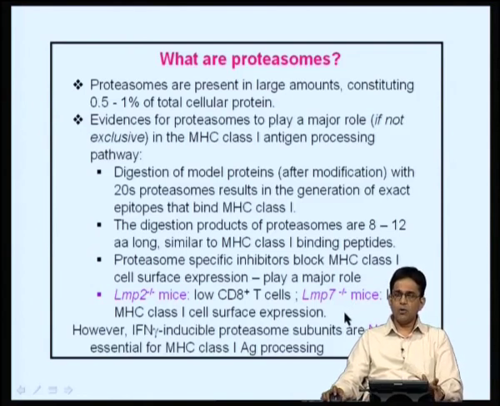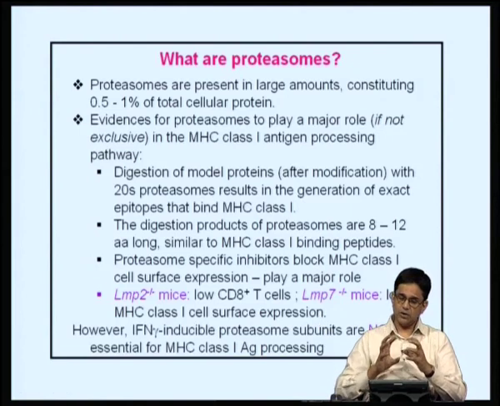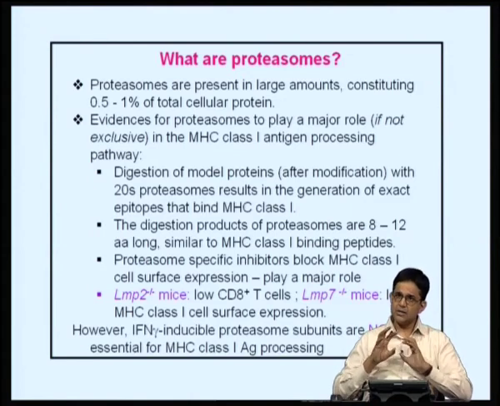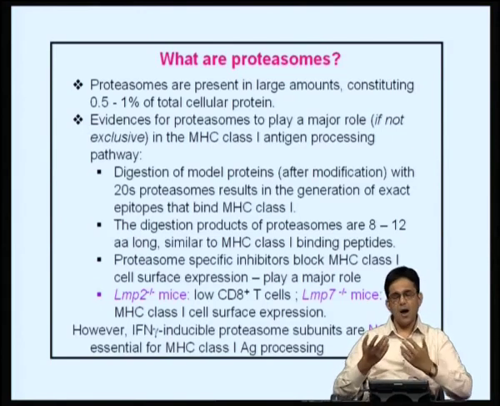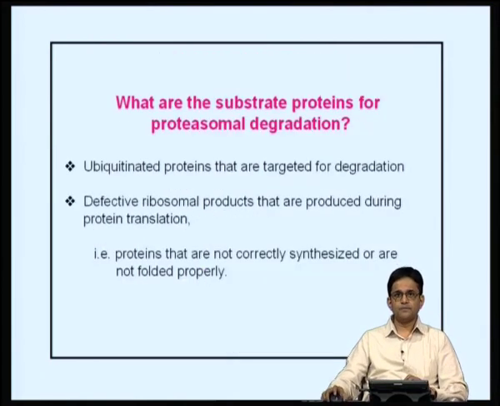Now, what is important over here is that these mice are available, and the interferon gamma inducible proteasome subunits are not essential, because you have constitutive subunits. What these interferon gamma inducible subunits do is, when an immune reaction is taking place, you have more of these subunits, and so by the law of mass action, the chances that they get incorporated into proteasomes as they are being assembled are higher. So one needs to understand that aspect.